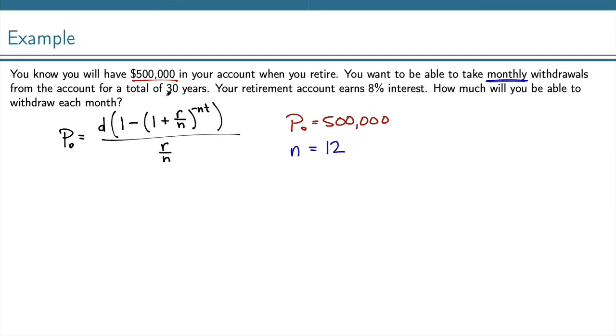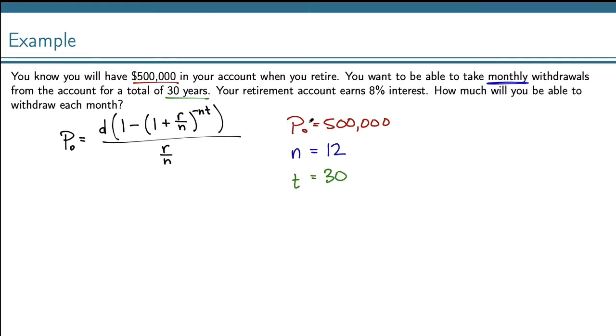Next, we want to do this for 30 years, and that is t. t is the length of time we want to be pulling money out of this account. So t equals 30. And then finally, the account earns 8% interest, and so that's our interest rate. We write it as a decimal, so r equals 0.08.